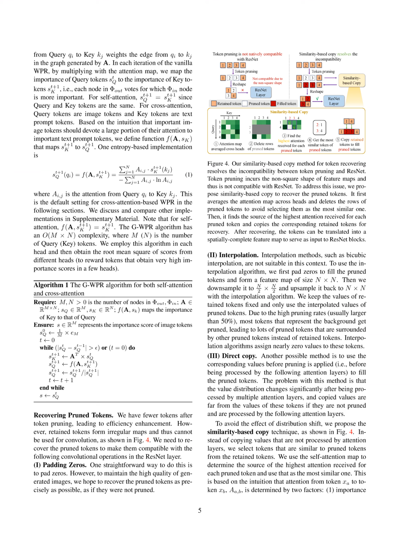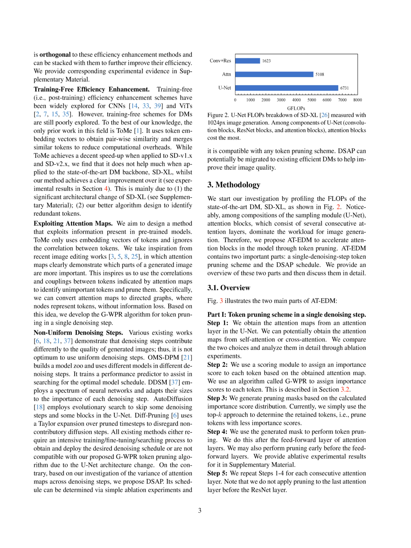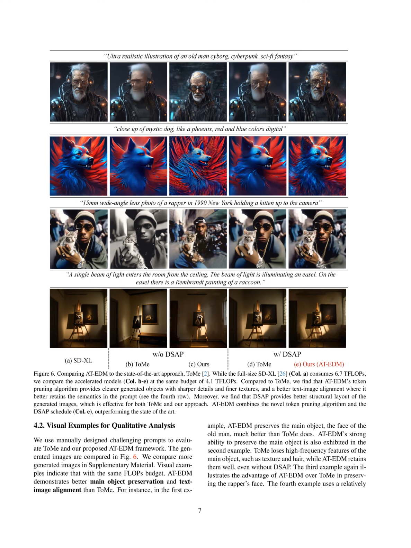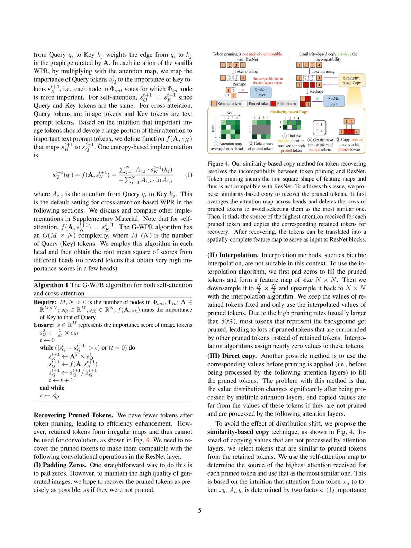5. Algorithm design. The GWPR algorithm is designed to map the importance of query tokens to key tokens, ensuring that tokens crucial for image generation are preserved, thus enhancing the overall performance of the diffusion model. 6. Complexity. With an O(MN) complexity, where M and N are the number of query and key tokens respectively, the GWPR algorithm efficiently prunes tokens without significantly increasing computational overhead.